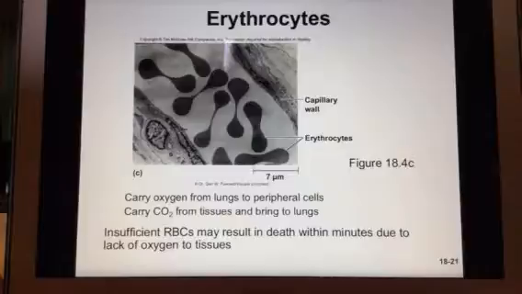So this is a cross-section view of red blood cells in a capillary. You can see that little weird-looking shape, where they're sliced in half in that picture. Their main function is to carry oxygen from the lungs to all of the cell tissues, and then carry carbon dioxide from the tissues back to the lungs. The red blood cell's job is extremely important. It can result in death within minutes due to lack of oxygen in our tissues.